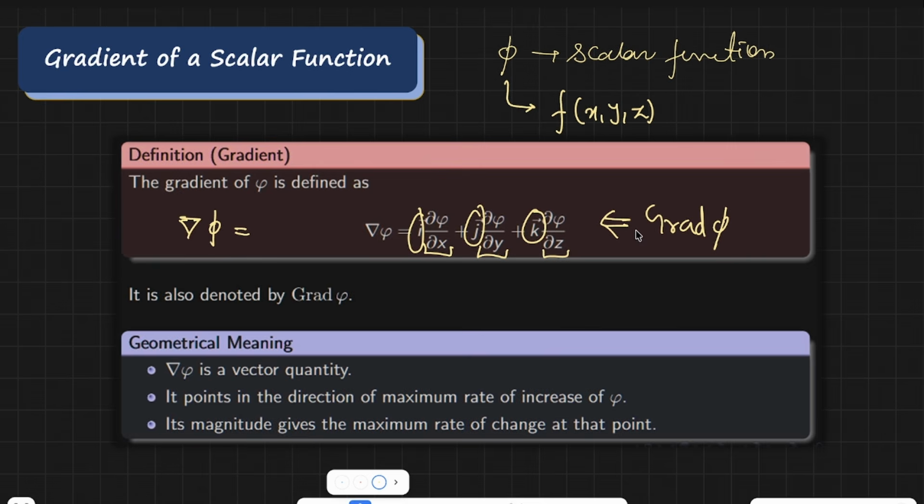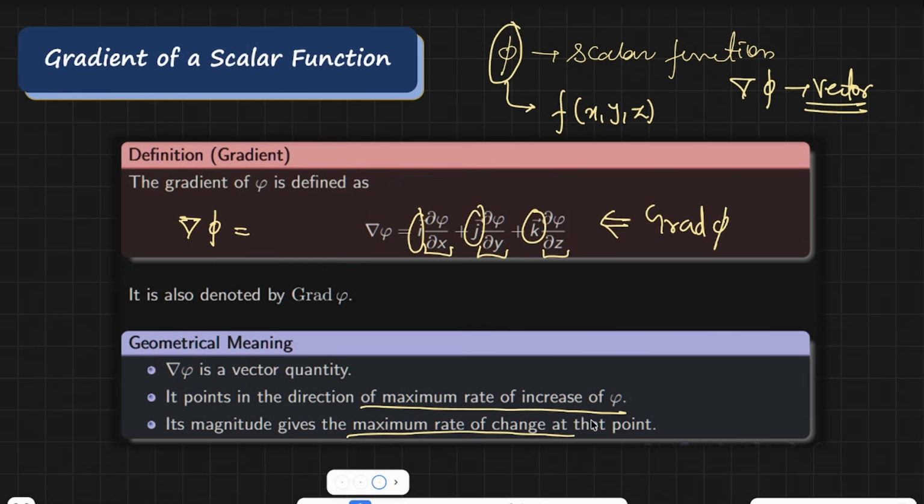The geometrical meaning is this: phi is a scalar quantity, but when I apply the gradient to phi, it becomes a vector quantity, because the del operator carries a direction, that is i, j, k. This is very important. It points in the direction of the maximum rate of increase of phi, and its magnitude gives the maximum rate of change at that point. I will show examples, don't worry.